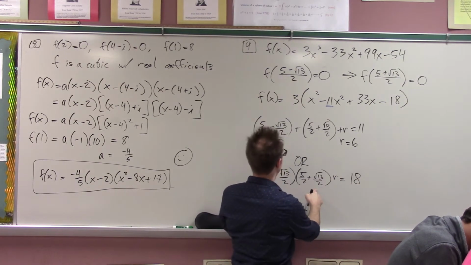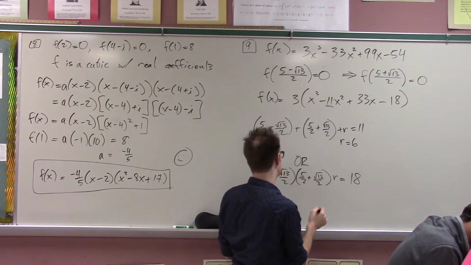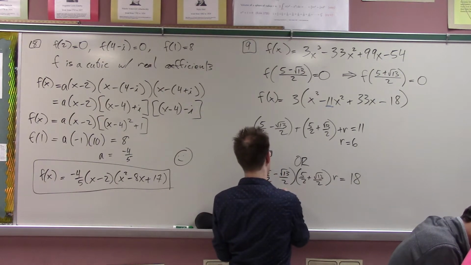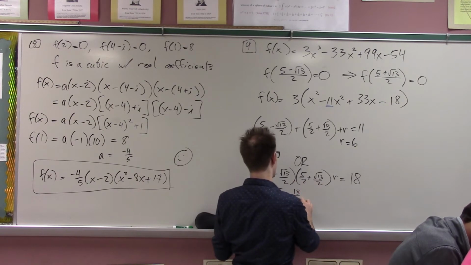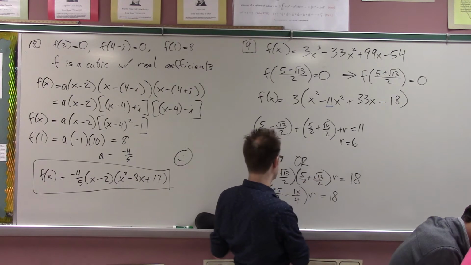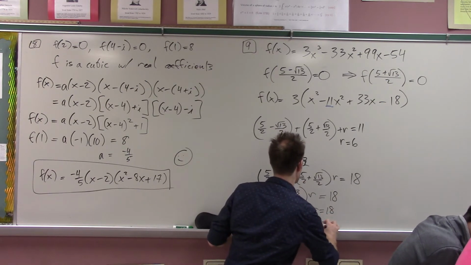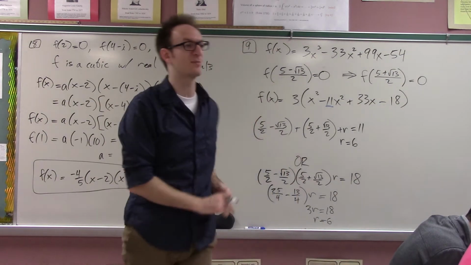But this looks hard, but it's actually not that hard, right? Because these are conjugates of each other. So it's just difference of squares. So it's just 25 fourths minus 13 fourths, which is just 12 fourths, which is just 3. So we get 3r equals 18, and again, r equals 6. So that's all you have to do for that problem, is just find the third root.